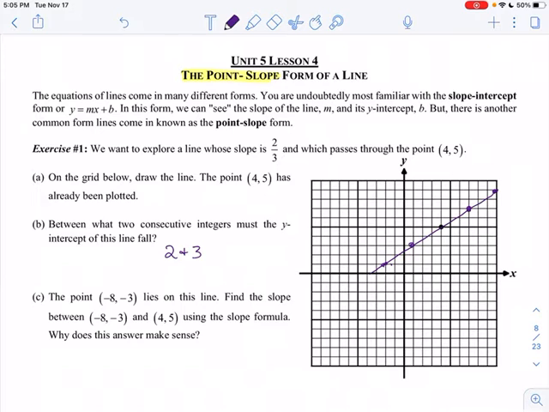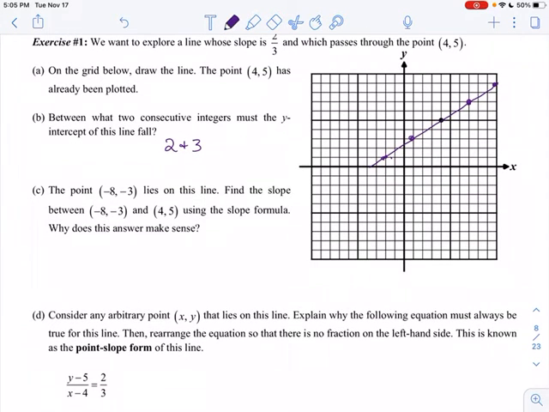Now, the point (-8, -3) lies on this line. Let's find the slope between (-8, -3) and (4, 5). So I'm going to use my slope formula. My slope is 5 minus -3 over 4 minus -8. Now remember, a minus -3 becomes a plus positive 3, and a minus -8 becomes a plus positive 8, so my slope is 2/3.